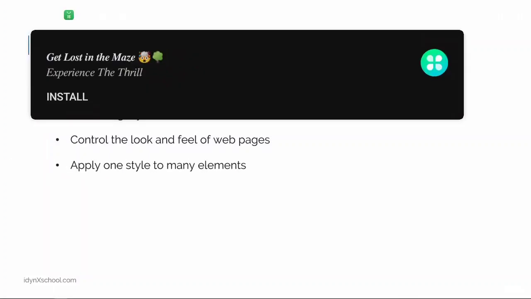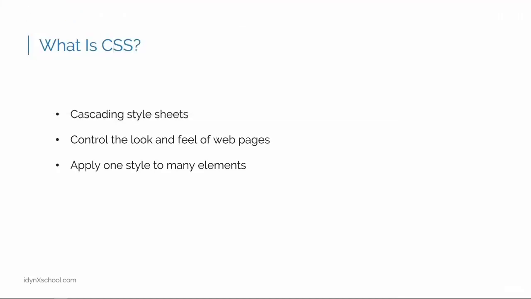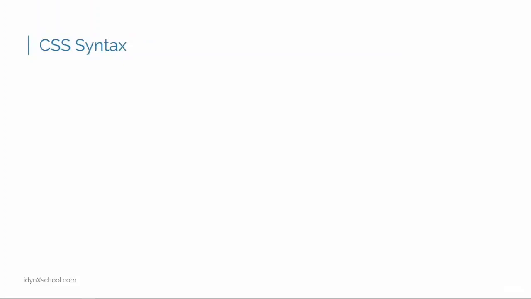CSS is significant for a number of reasons, but one important reason is it allows you to apply one style to many elements. Let me show you the basic syntax of a CSS rule set. For example, if you want to apply style to the h1 element, you have to write it this way: h1, then opening and closing curly braces, and you write the CSS declaration block inside these curly braces. For example, if you want to set the color property for the h1 element, you write the color property and then the value of color, which can be green, red, blue, or any value. And if you want to set the font size for the h1 element, you write font size and then the value 14 pixels.